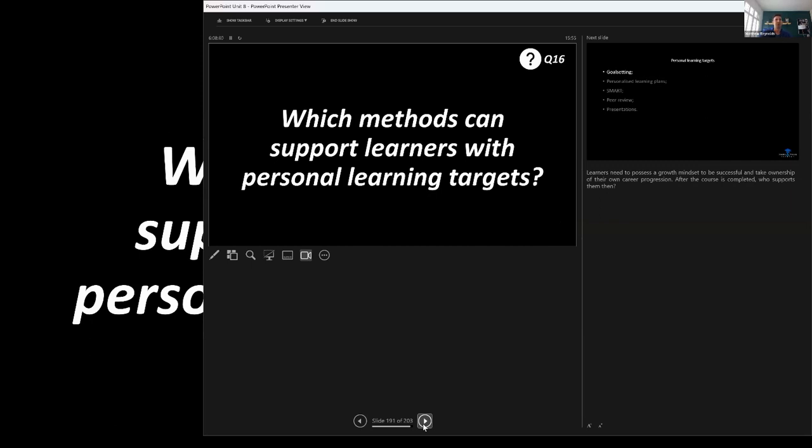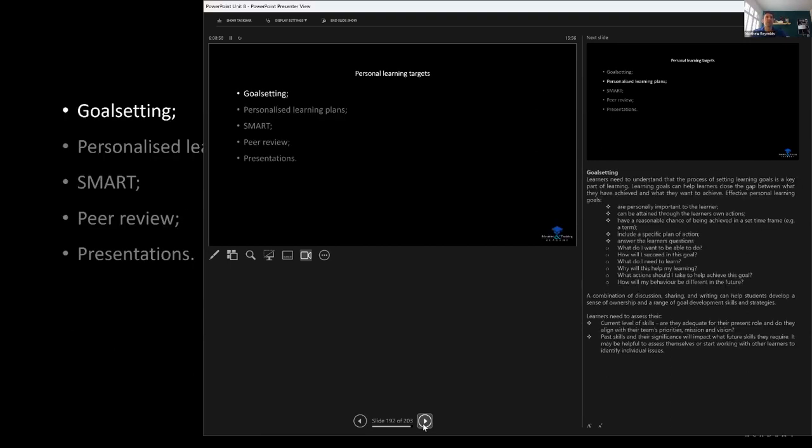And how do you support your learners with personal learning targets? Now, there are things here which I don't do, and I probably don't do enough, but it all depends on the flexibility you have and potentially the time that you have set aside. So there are several methods. You've got goal setting. Why is goal setting important?